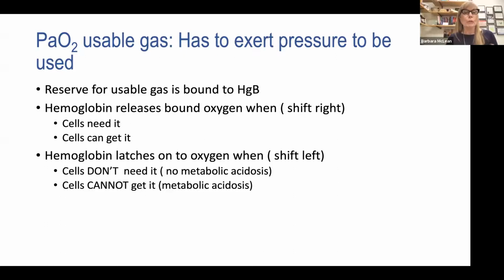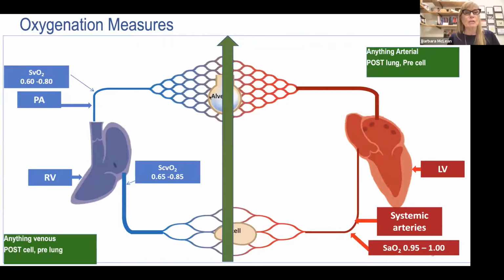And hemoglobin releases that bound oxygen, known as the shift to the right, when your cells need it and when your cells can get it. Hemoglobin latches onto oxygen, known as the shift to the left, when your cells don't need it, you don't have metabolic acidosis, or when your cells cannot get it.